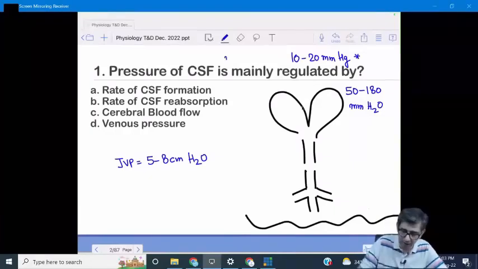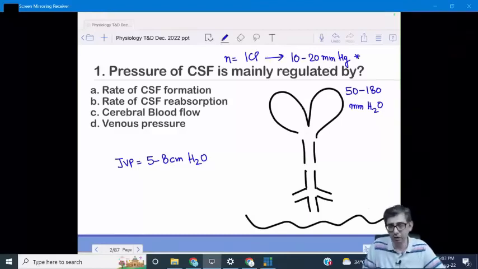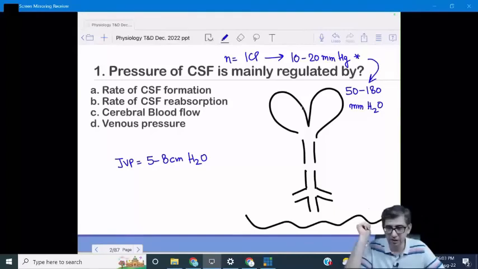As far as normal intracranial pressure is concerned, there are two alternative definitions. Anything more than this would be called as raised ICP in a person. The values are 10 to 20 millimeter of mercury and 50 to 180 millimeters of water.